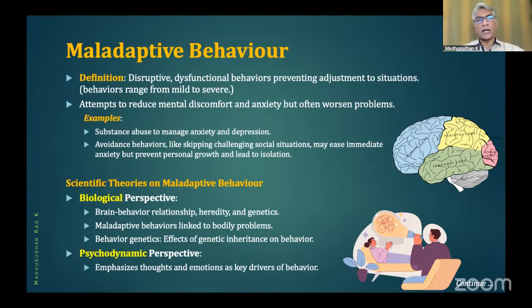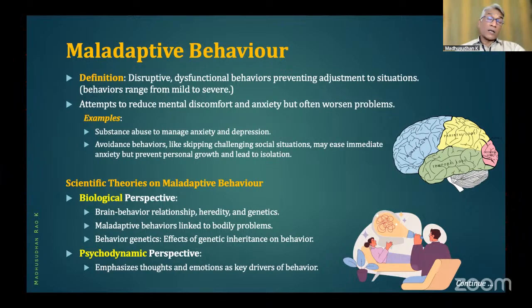Similarly, scientific theories on maladaptive behavior. The first one, in historical perspective, is the biological perspective, which talks about the brain-behavior relationship, heredity, and genetics. In the biological perspective, maladaptive behavior is linked to bodily problems, that is, physical problems, which can be inside and cannot be seen directly. Behavior genetics says genetic inheritance affects behavior. They said this particular behavior is inherited genetically, so that is the reason this is happening. Then the psychodynamic perspective came into existence, emphasizing thoughts and emotions as a key driver of behavior.